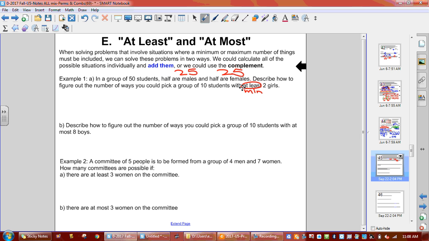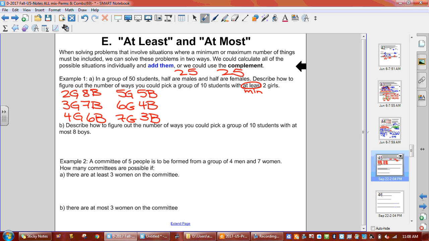Now, just for giggles, we're just going to write down the number of choices. We had 9 different choices that we looked at yesterday. So, if we need a minimum of 2 girls, that means 2 girls, 8 boys. 3 girls, 7 boys. 4 girls, 6 boys. 5 girls, 5 boys. 6 girls, 4 boys. 7 girls, 3 boys. And the last, 8 girls, 9 girls, 10 girls, and their counterparts, 2 boys, 1 boy, no boys. So those are the different options we would have to figure out.